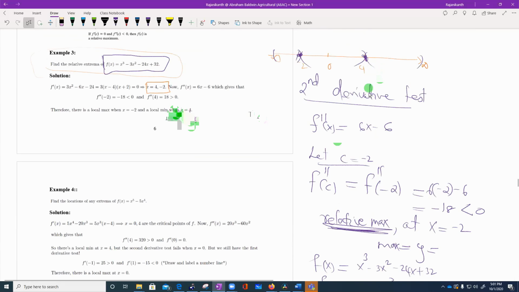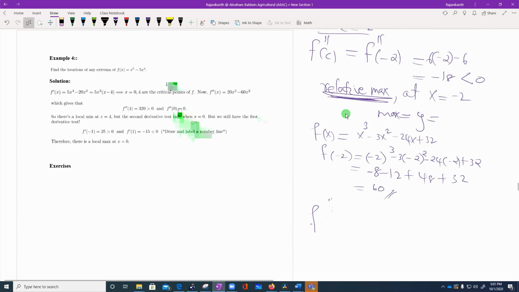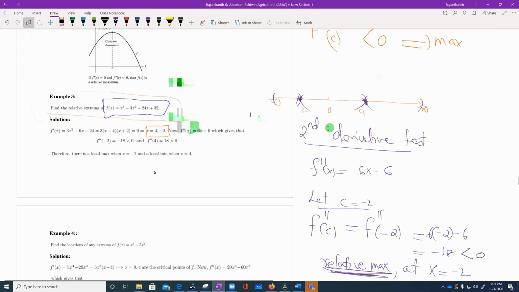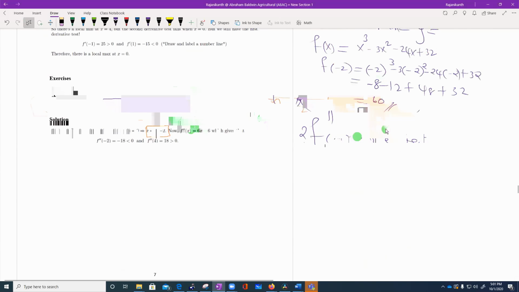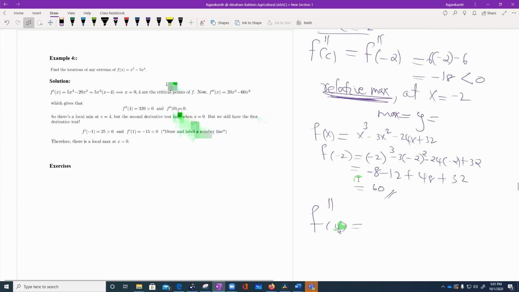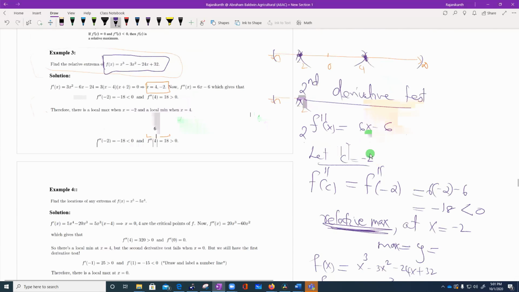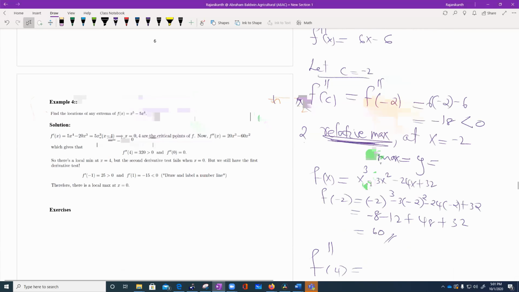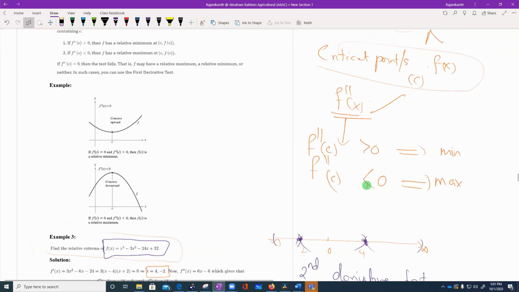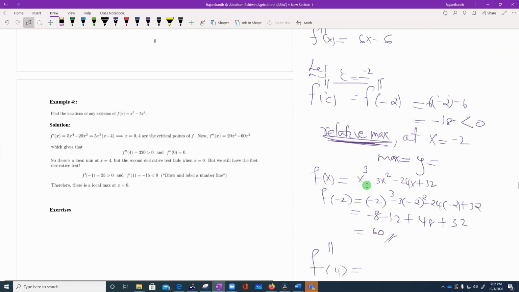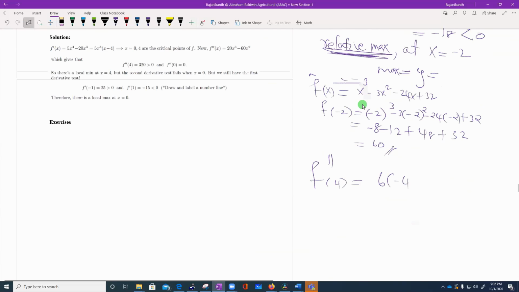For the second derivative test, now you have to plug in the second critical point, that is 4. So find the second derivative at 4 now. Again, I'm using the same second derivative function we have. We got 6x minus 6, right? So 6x is positive, minus 6. So it is positive. Therefore, at x = 4, you will get a relative minimum.